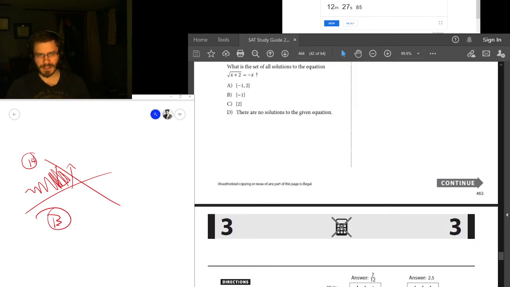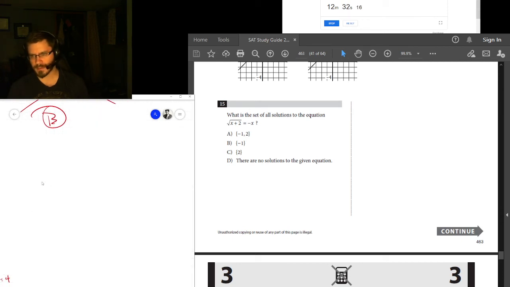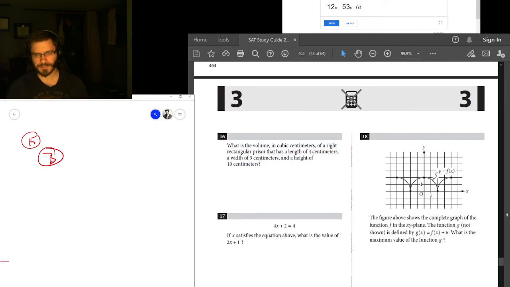Only rearrange the things as much as you absolutely have to. Don't rearrange to completion if you don't have to. This is a great candidate for just plugging it in. You can never end up with the square root equaling a negative number, so I know x has to be negative, and that narrows it down to B. Know the domains and ranges of functions. That cuts out a lot of work.